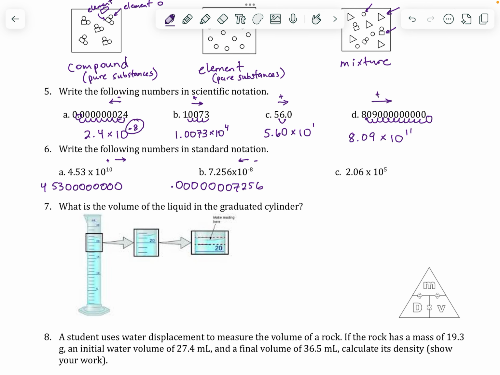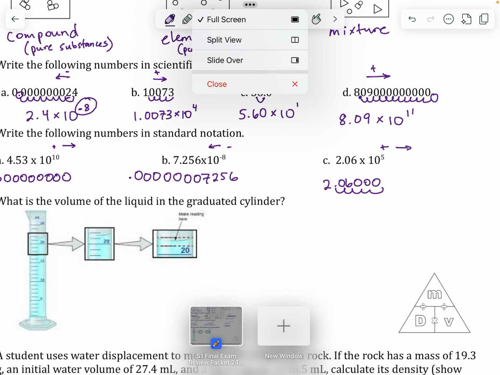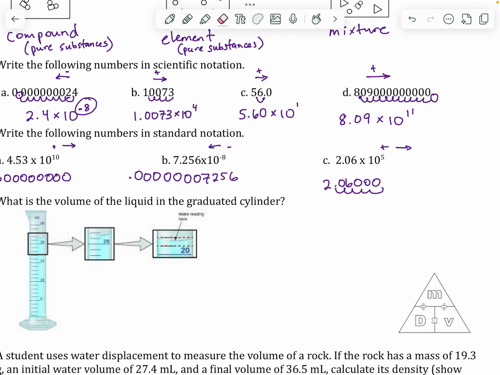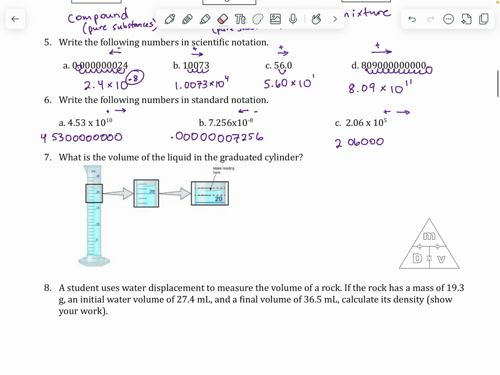And last but not least, 2.06 times 10 to the 5th. This is a positive exponent, which means we're moving to the right. 2.06. I'm going to move this to the right 5 spaces. 1, 2, 3, 4, 5. I'm going to end up with 3 more zeros there. And that's going to give me the number 206,000. All right, so a little bit of review for the scientific notation, and we are good to go there.